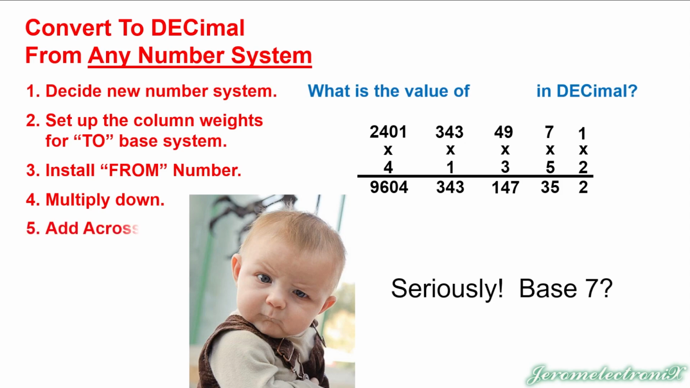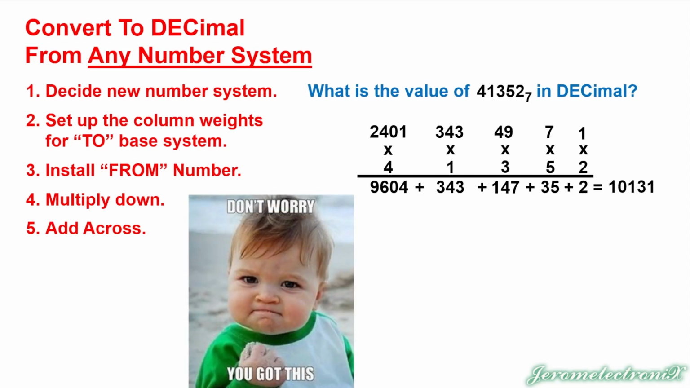Last step, we're going to add across. So 9604 plus 343 plus 147 plus 35 plus 2 happens to be 10,131. 10,131 happens to be the decimal value of base 7 41352. So you're getting this. Hopefully you've been stopping the video and getting the answers before I do.